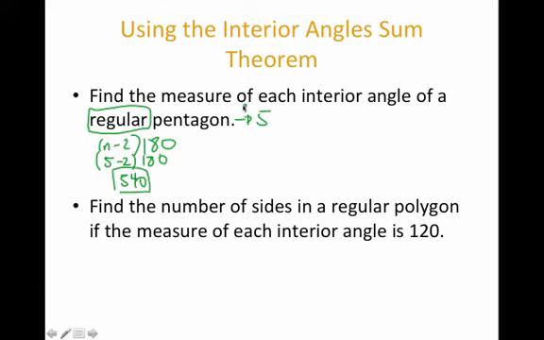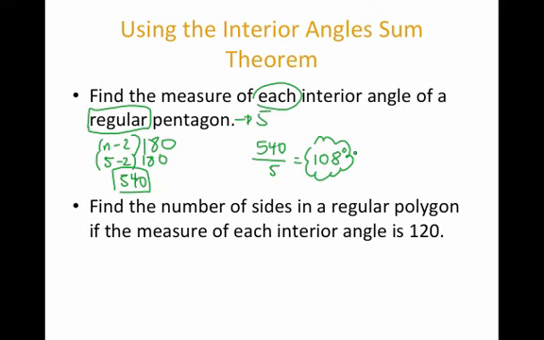But I'm not done yet. I wanted to know the measure of each angle. So the measure of each angle is going to be 540 divided by 5. So I want to know just what one angle equals. So 540 divided by 5 is 108. So that's my answer, 108 degrees.